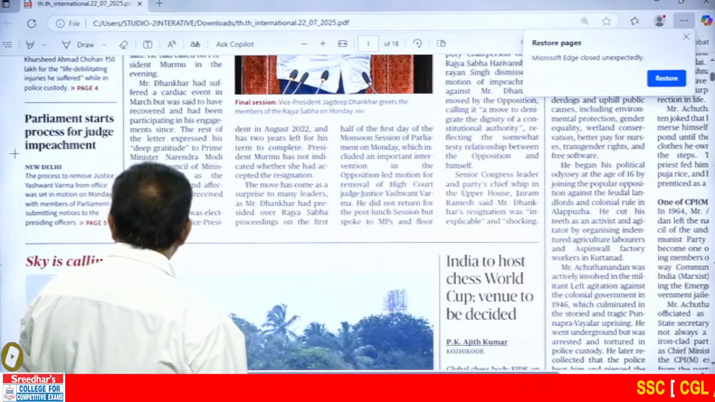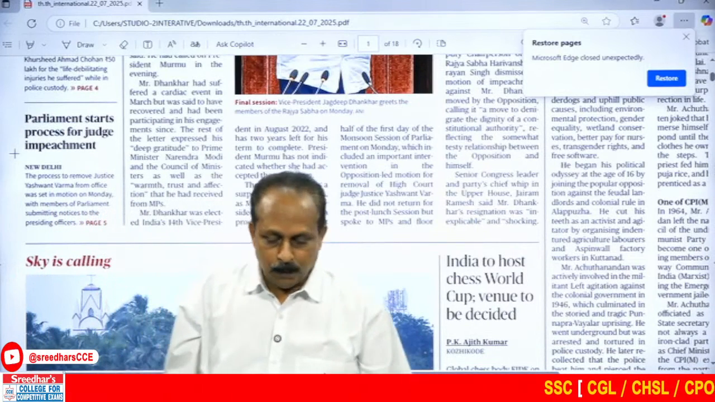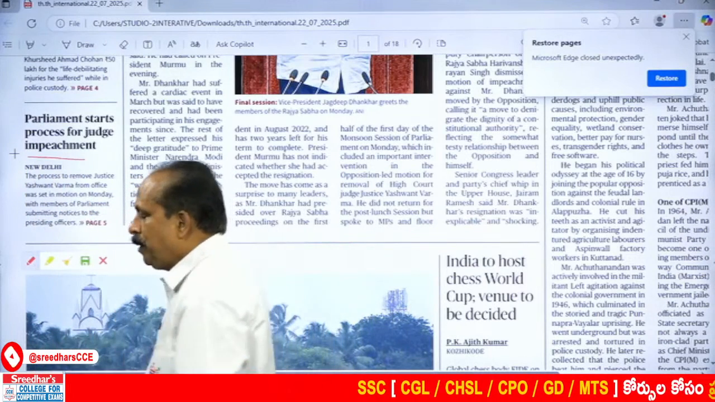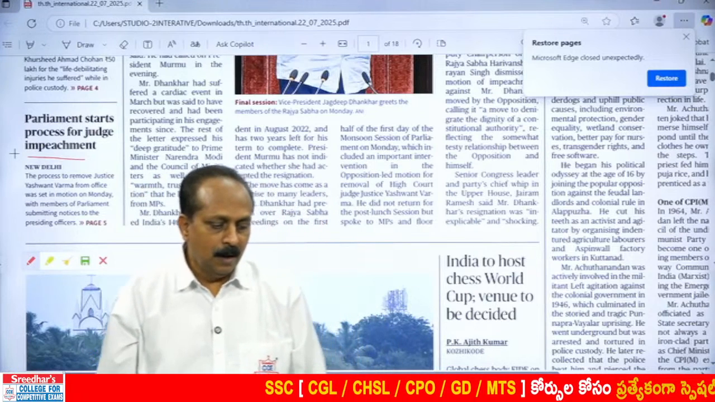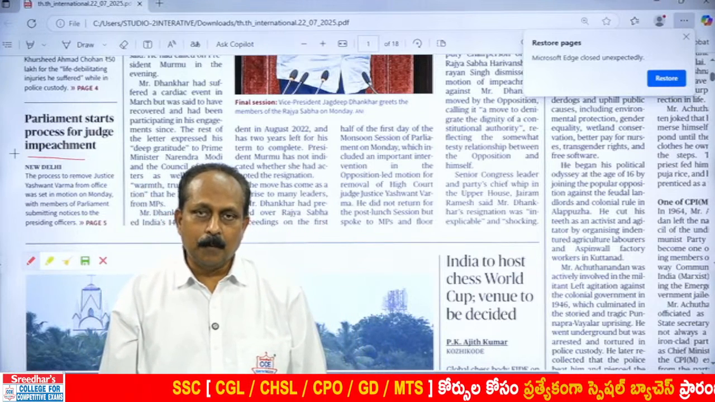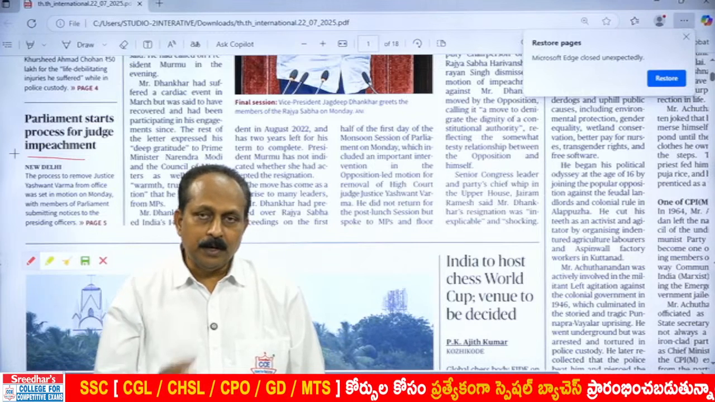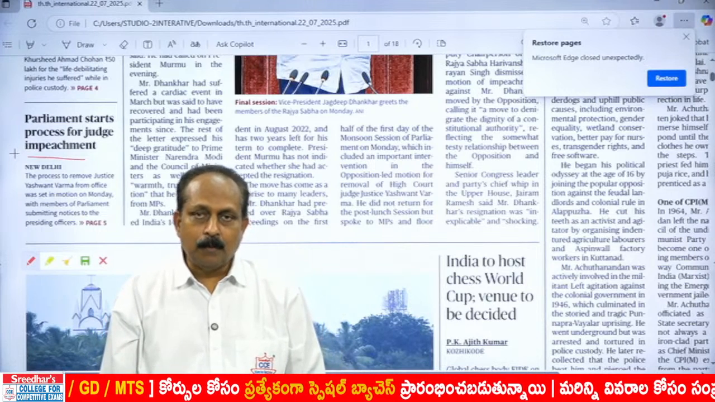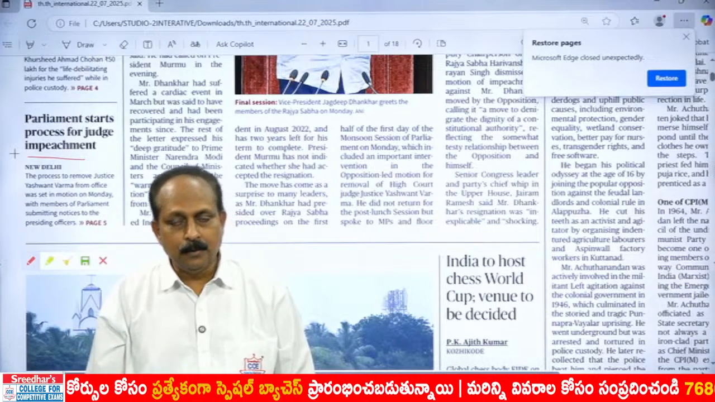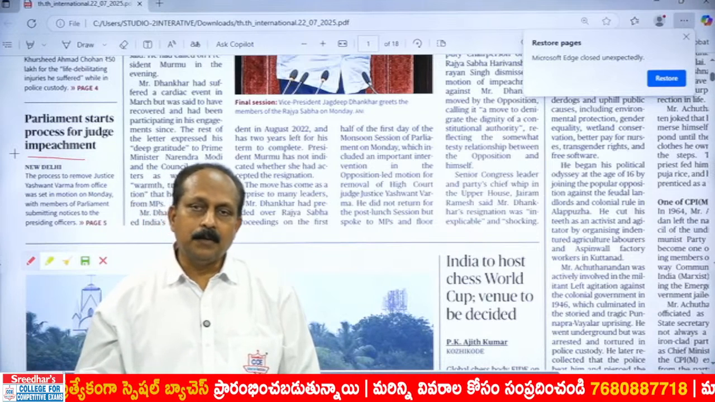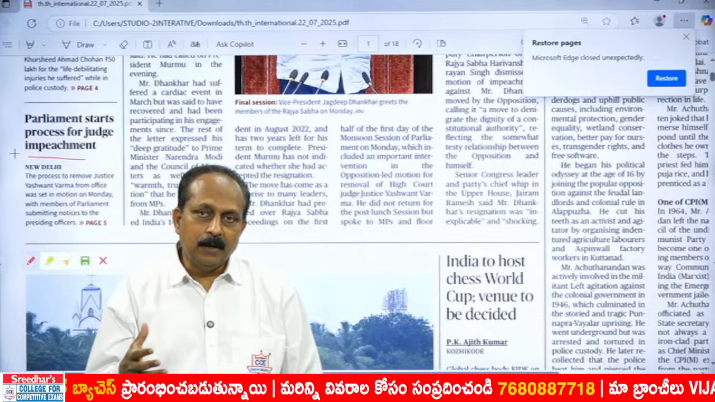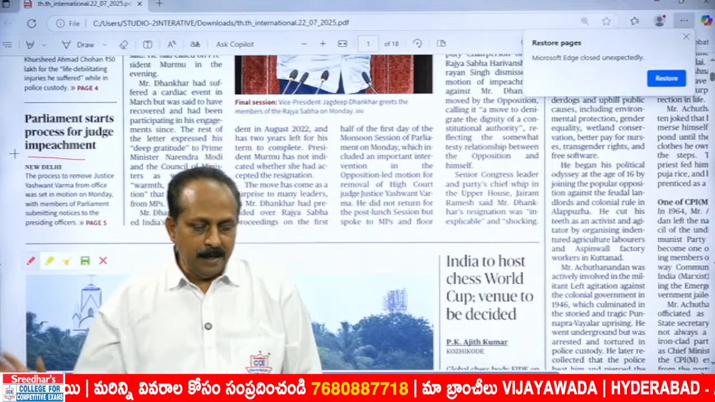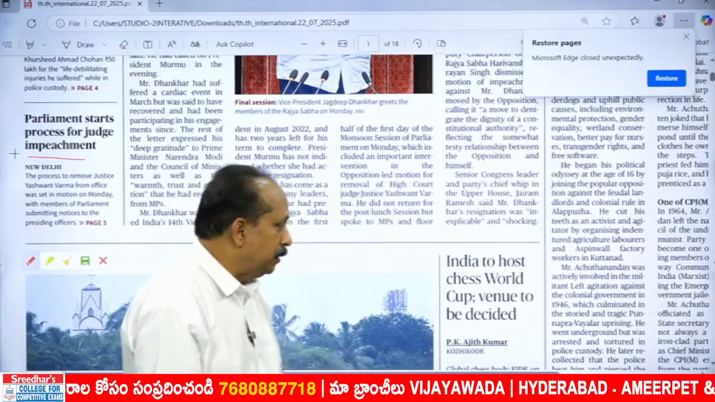Parliament starts process for judge impeachment. There's one important word here, impeach. Impeachment usually goes with the president of a country, top person of a particular organization. Impeach means to remove someone officially following a particular process. Impeachment of the president. This is an important word you have to know. And in this context, sometime back we came across a news item. A particular judge in Delhi, in his house, bundles of cash found, and based on that, regarding that impeachment.